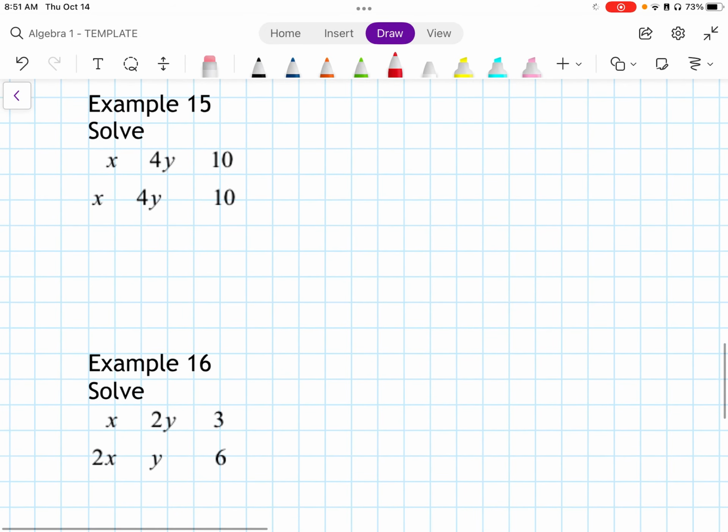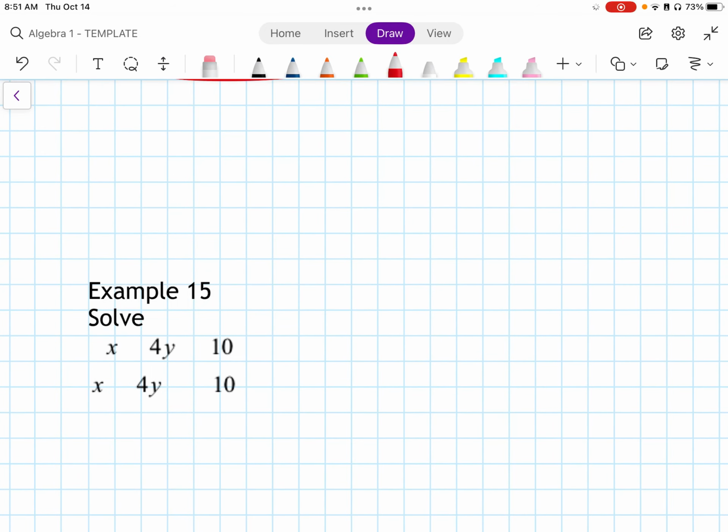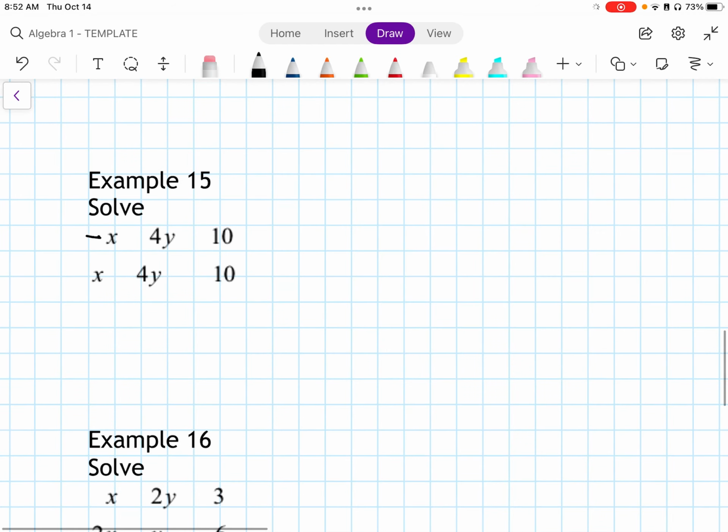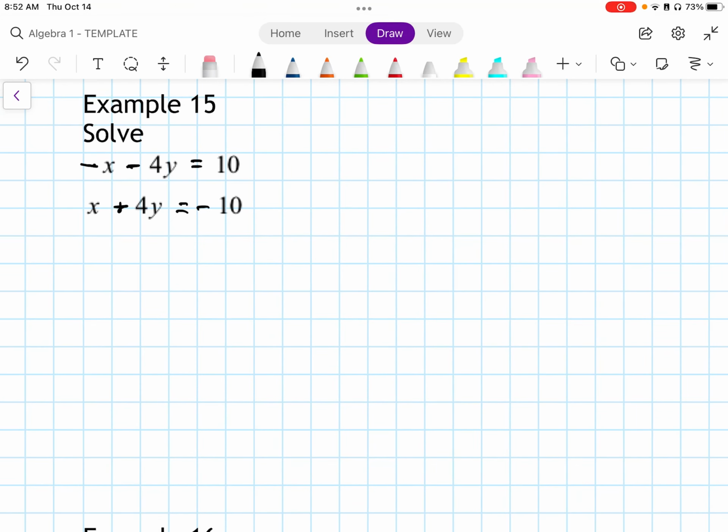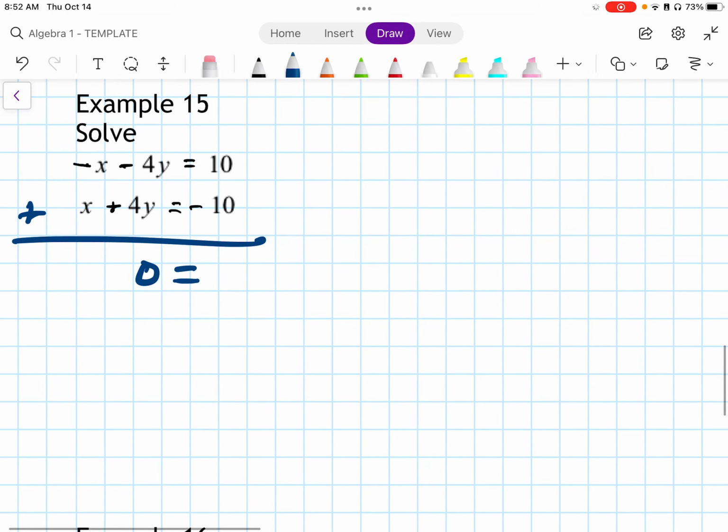Let's look at the next one, example 15. This one should be -x minus 4y equals 10, and x plus 4y equals -10. Well, we could eliminate these, right? We could add these together and eliminate them. I have a -x and a +x. That would be a 0. -4y and +4y would be 0. 10 minus 10 is 0.